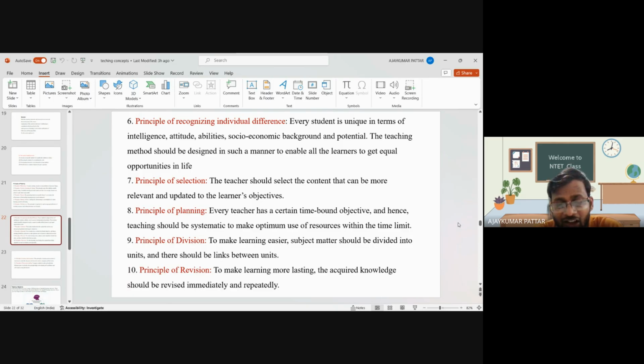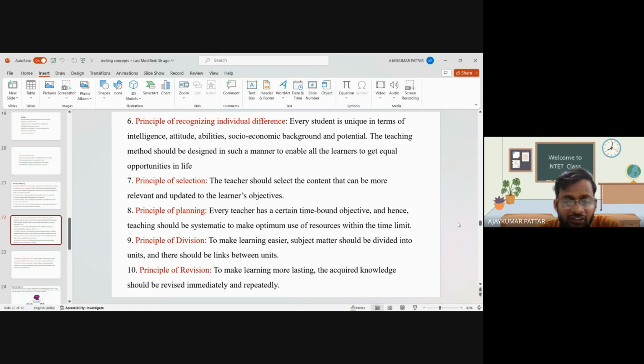Then we will link all the units. Ultimately, the student will understand that concept. That is dividing a hard concept or hard subject into units. For example, if you are teaching any nutrition subject, then we will divide that concept unit by unit.